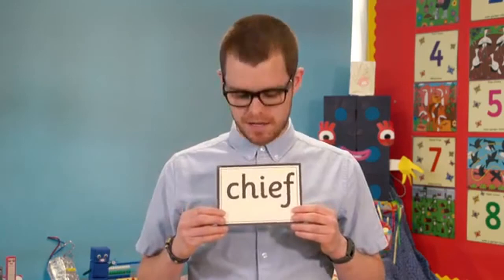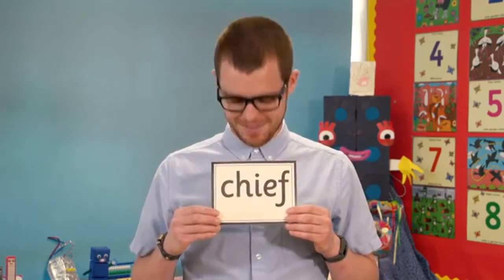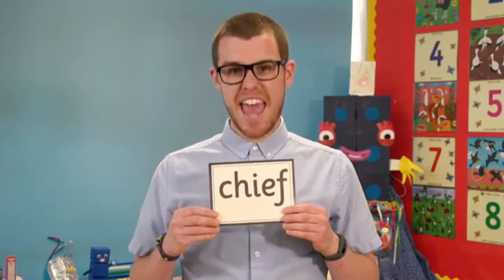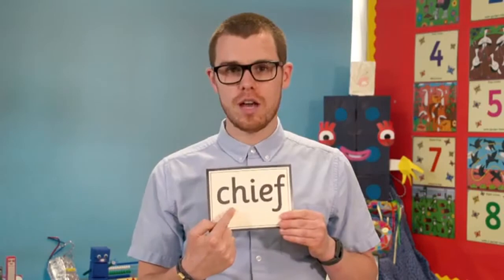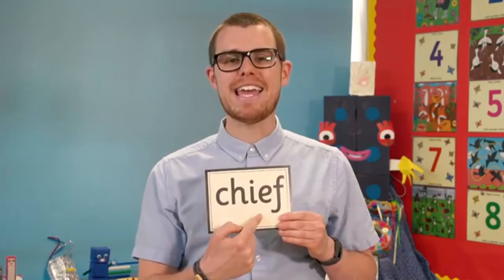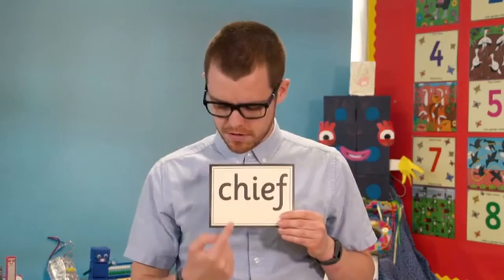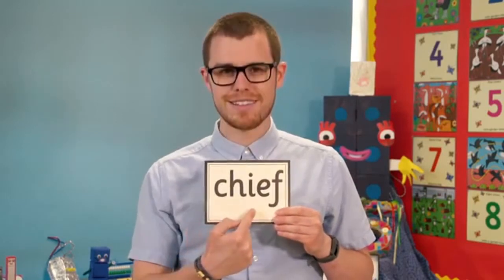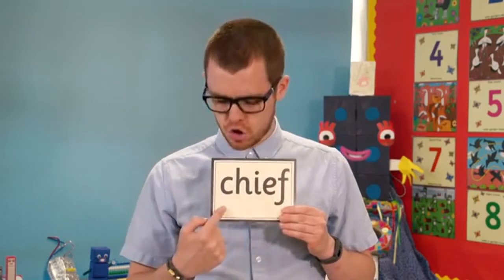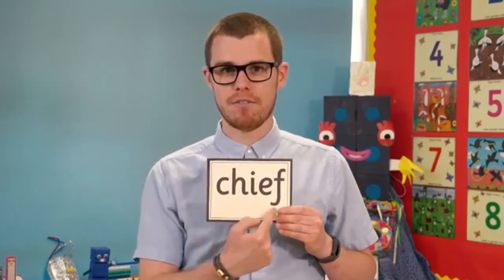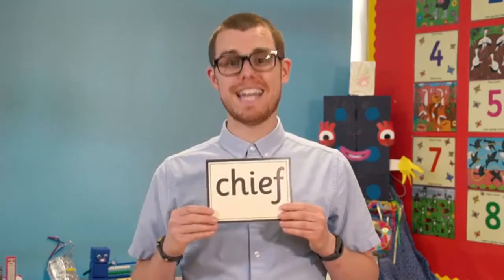Here's my next word. Can you spot the digraphs? Yes, there are two. The digraphs are ch and e. Now sound out and blend. Ch, e, f, chief. The chief was the leader.